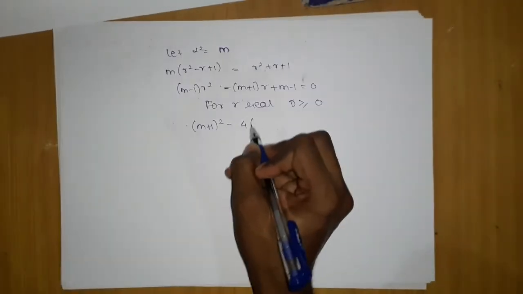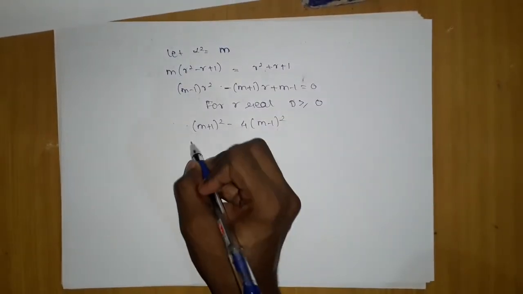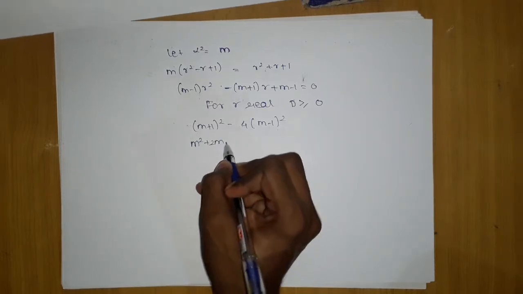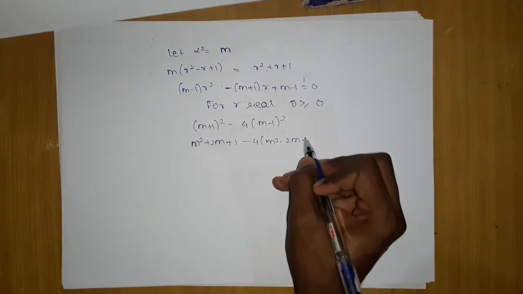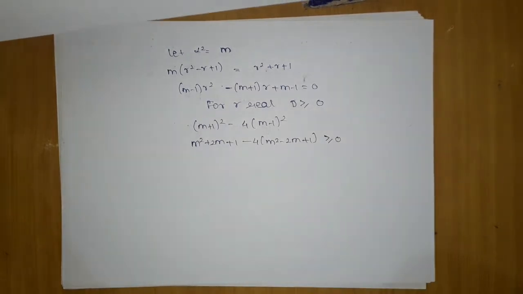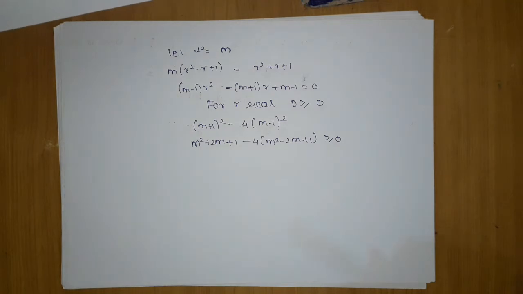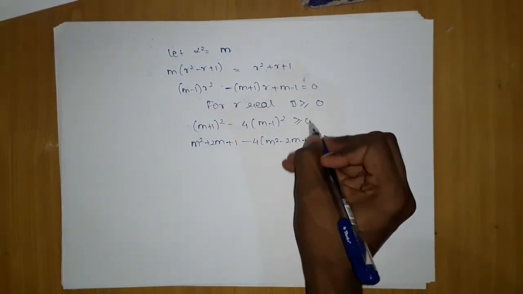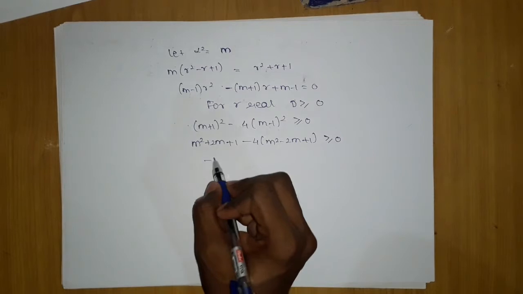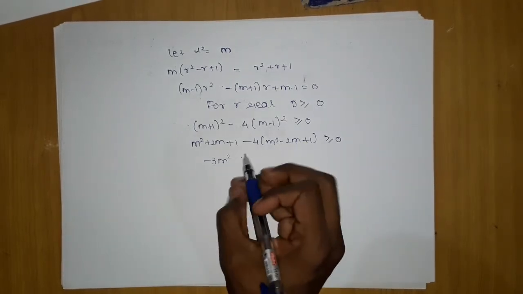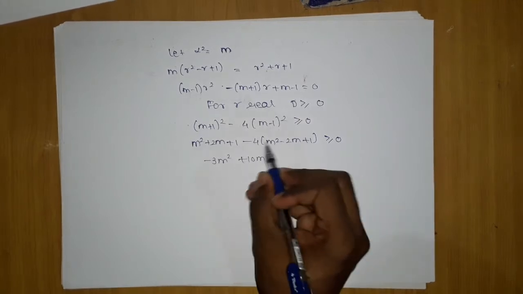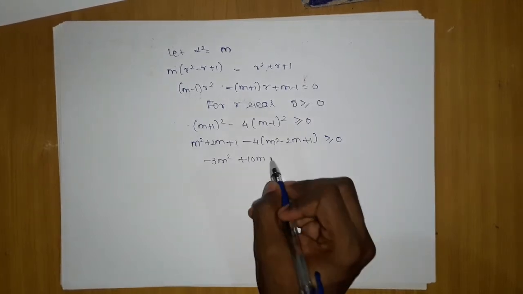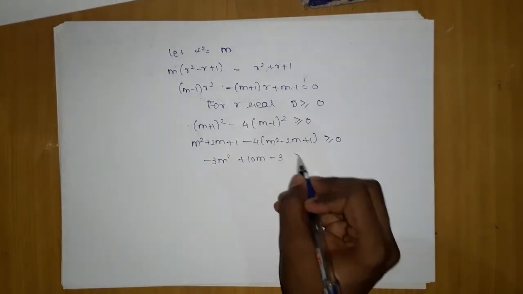If I apply that, m plus 1 the whole square minus 4 into m minus 1 the whole square, giving me finally m square plus 2m plus 1 minus 4 m square minus 2m plus 1 should be greater than or equal to 0. Which will give me here minus 3m square, it will become 8, plus 8, then it will become 10m, and this will become minus 4, plus 3, minus 3. Okay, minus 3 greater than or equal to 0.